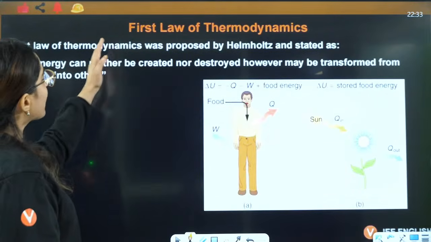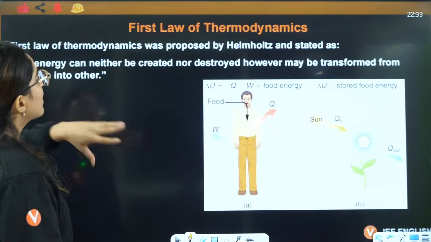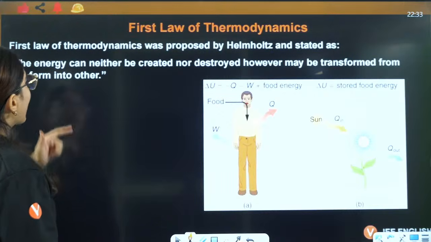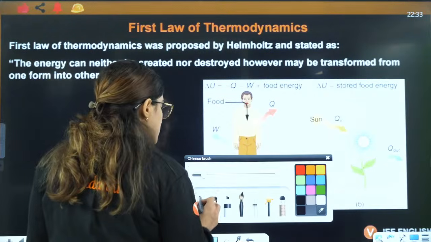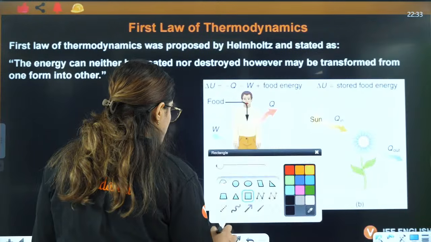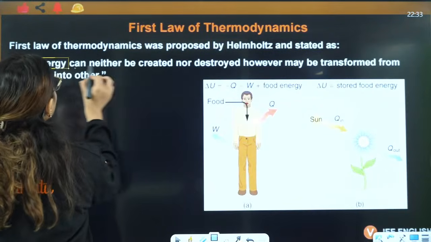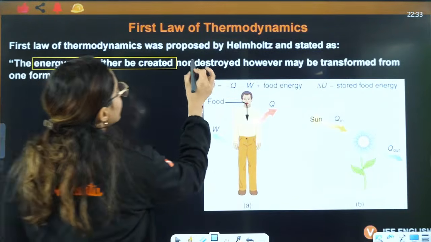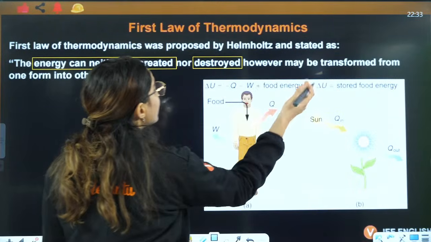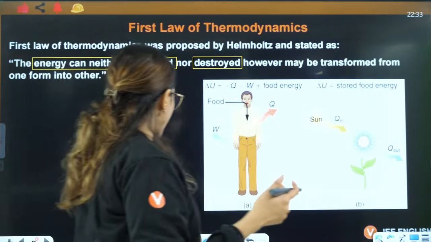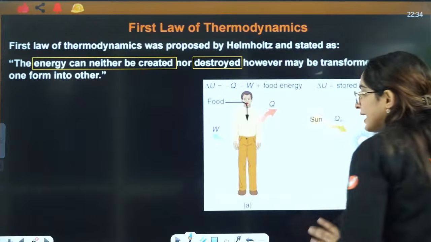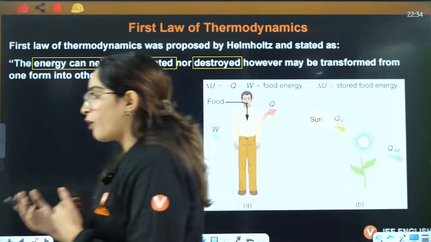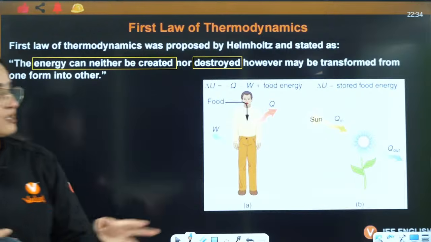First law of thermodynamics was proposed by Helmholtz and states that energy can neither be created nor be destroyed. This is a very old definition that we used to study. However, it may be transformed from one form to another form, just like from the sun, right?